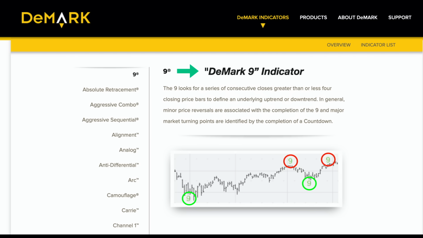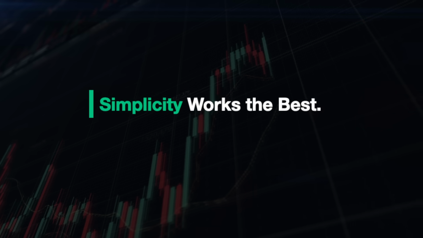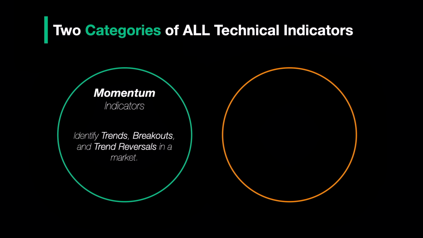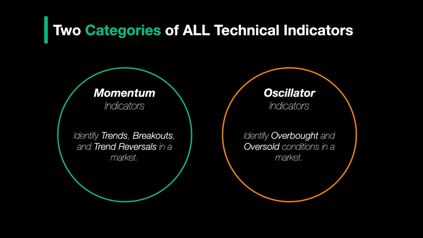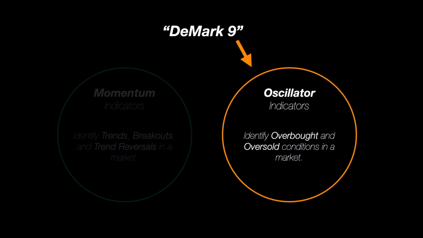So what is the secret of this DeMark 9 indicator, and how exactly does it work? In technical analysis, we often say simple things work the best. The secret behind DeMark 9 is actually pretty simple. In general, there are only two major categories of technical indicators. The first category is called momentum indicators, which help us identify trends, breakouts, and trend reversals. The other category is called oscillator indicators, which help us identify overbought and oversold conditions in the market. And DeMark 9 belongs to the second category, which means, essentially, DeMark 9 is a leading oscillator indicator that shows investors where the market is heavily overbought or oversold.